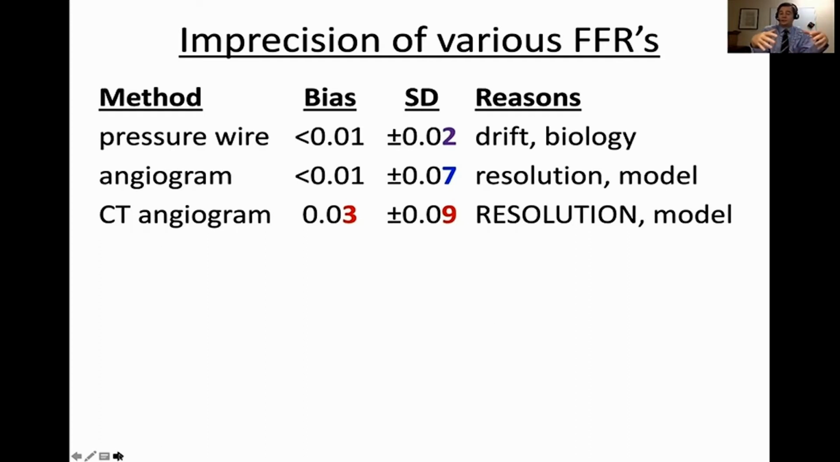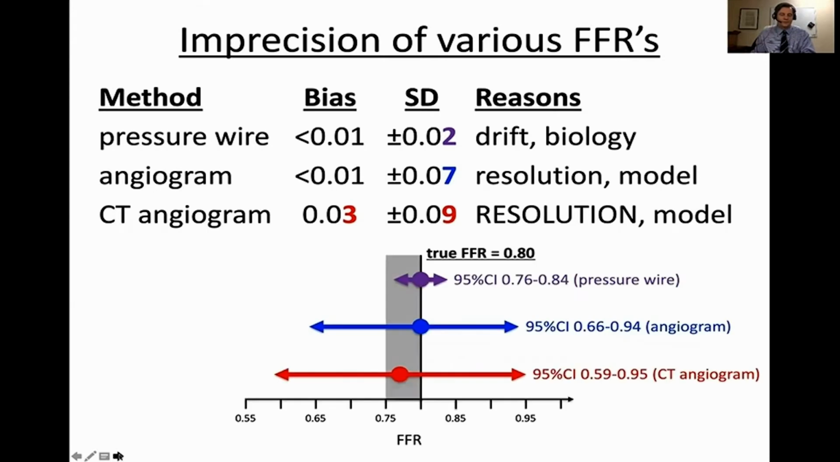The CT angiogram then largely has very similar models, but because its resolution is not as good as invasive angiography, that augments the imprecision. The standard deviation gets a little bit bigger, as you can see here by the summary values. So let's think about what that means in practice. Let's say that the FFR value were 0.8, right on the upper threshold for the transition zone between what people often call positive and negative.